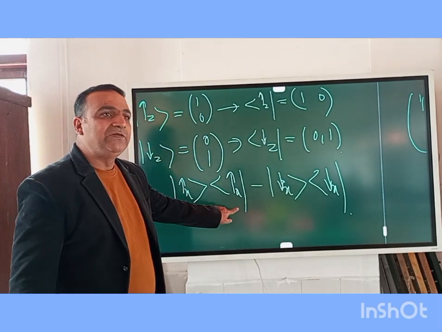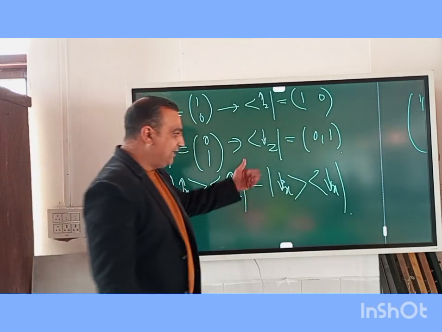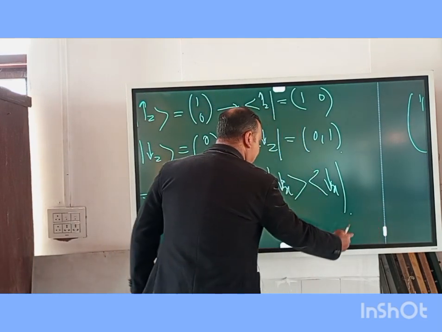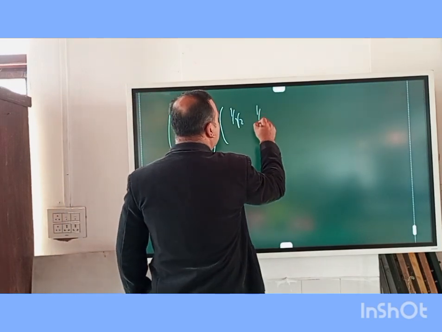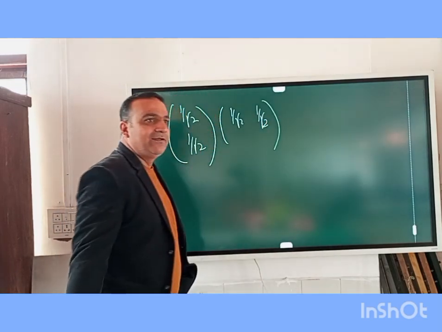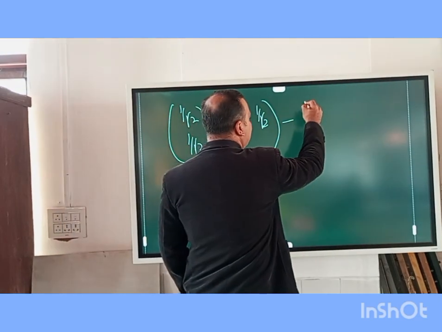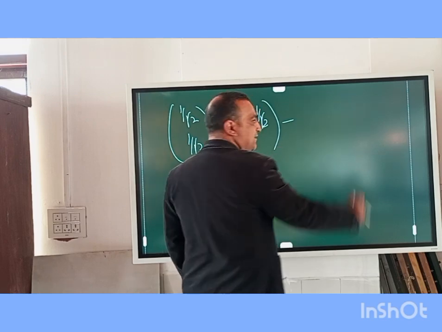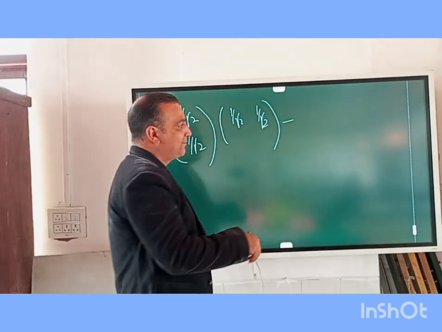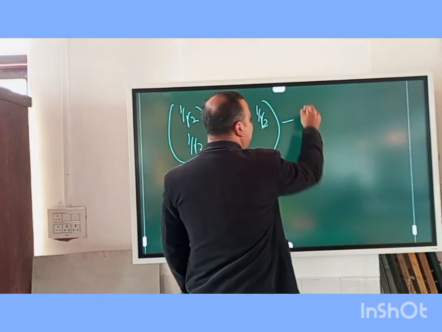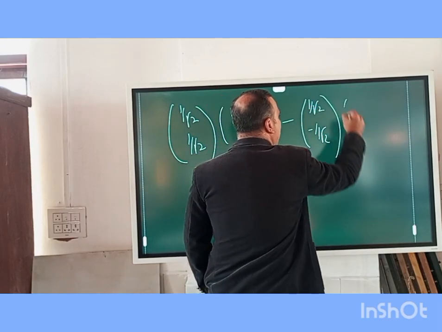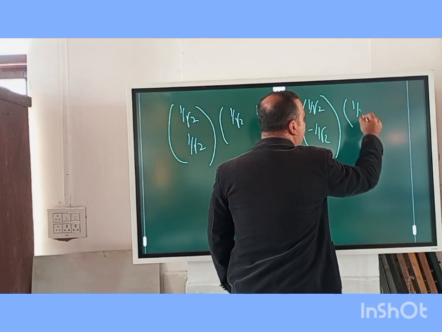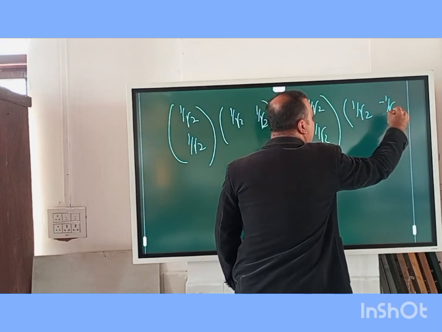Okay? For the bra, you will take the row vector of spin up along X. What will that be? Here, this is 1 by root 2 and 1 by root 2. Am I right? Then I have minus spin down. What's that? That's 1 by root 2, minus 1 by root 2, and then you have 1 by root 2, minus 1 by root 2.